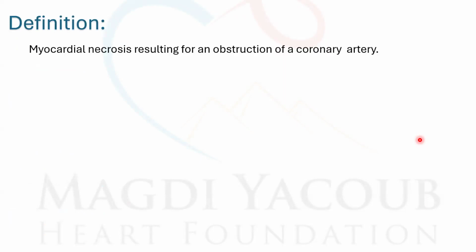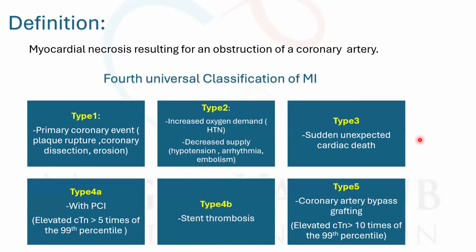First of all, before we begin, we should know a brief definition of myocardial infarction. Basically, myocardial infarction is myocardial necrosis resulting from an obstruction of a coronary artery. So when a coronary artery is obstructed, it could cause myocardial necrosis or ischemia that develops into necrosis and later on infarction.